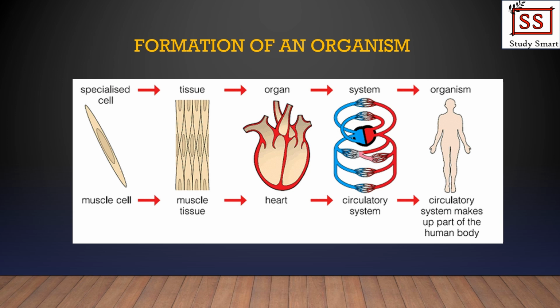For example, in order to form the blood circulatory system, a few tissues need to combine together to form the organ, which is the heart. The heart is made up of muscle tissue, nervous tissue, blood tissue and epithelium tissue. When the heart and blood vessels come together, that's when the blood circulatory system is formed and it becomes a part of the organism.